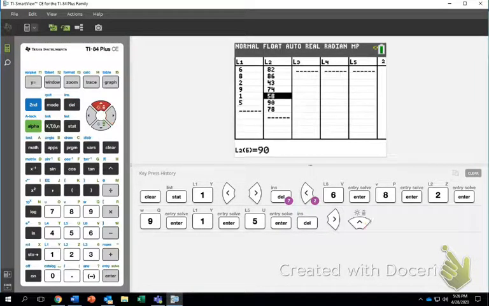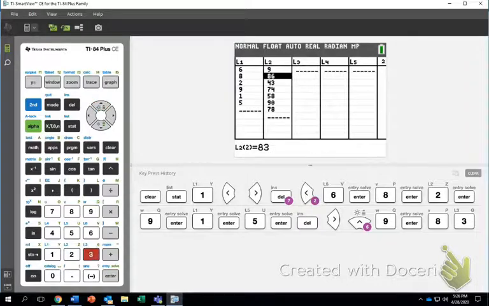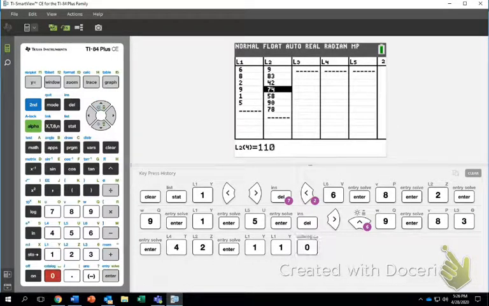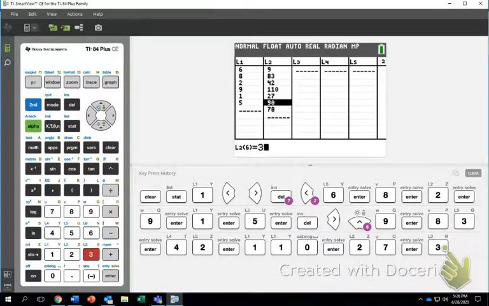Now that I have my X values in, I'm going to go to my Y values, which is $90, $83, $42, $110, $27, and $31. Delete anything that is beyond that. Let me just double check everything.